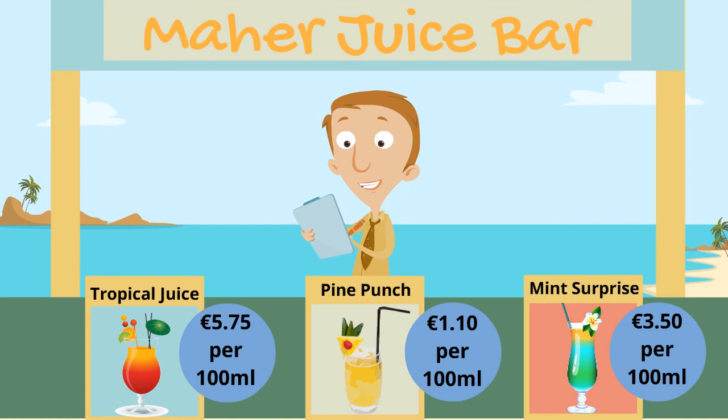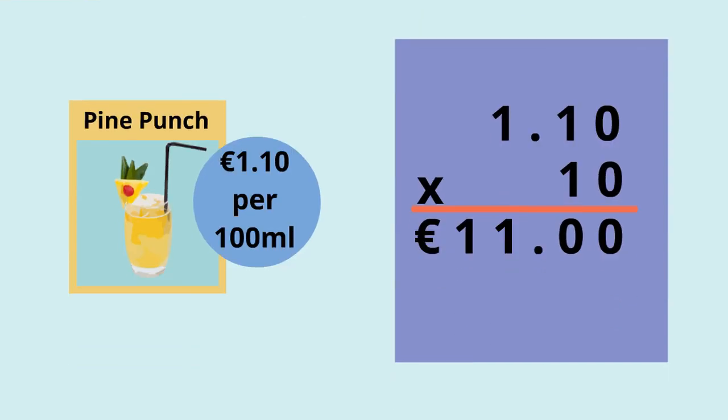Okay, so this guy's got quite the gathering of children. It looks like a birthday party or something. He needs 10 pine punches. Pause the video and try work out how much that's going to cost him. So this is a multiplication sum. We know that one pine punch costs $1.10. 10 of them will cost $11 then.